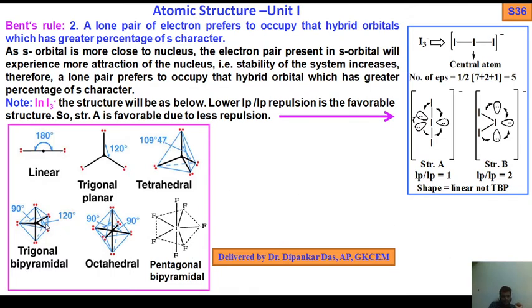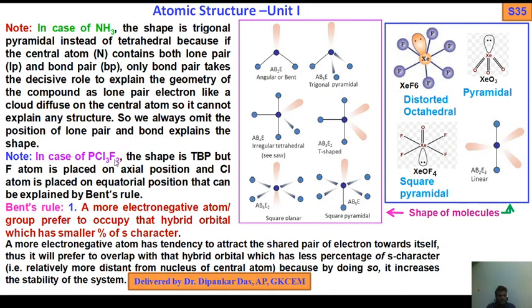You see the trigonal bipyramidal structure. Here this is axial, this is axial, this is equatorial, this is equatorial, this is equatorial. These are the axial positions. This is 90 degrees, this is 120 degrees. So there are 3 equatorial and 2 axial positions. In case of PCl3F2, the shape is TBP, but F atoms are placed on the axial positions and Cl atoms are placed in the 3 equatorial positions, by Bent's rule: a more electronegative atom or group prefers to occupy that hybrid orbital.